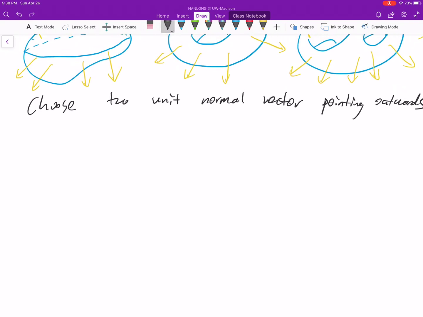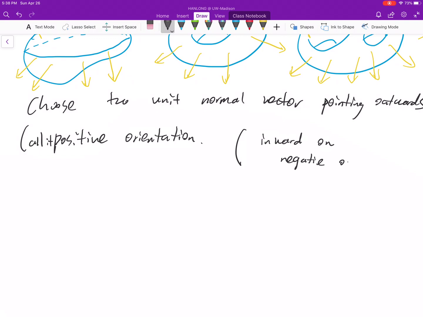Okay, so in this textbook, we call the outward one the positive orientation. And then the inward one, we call the negative orientation. But probably this notation is not that canonical. In a different textbook, they might have a different name for that. Therefore, the geometrical meaning is probably more important.